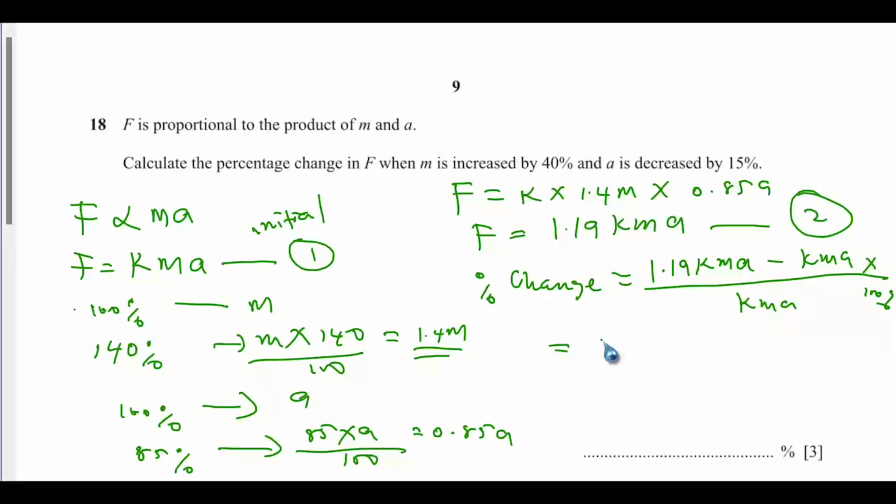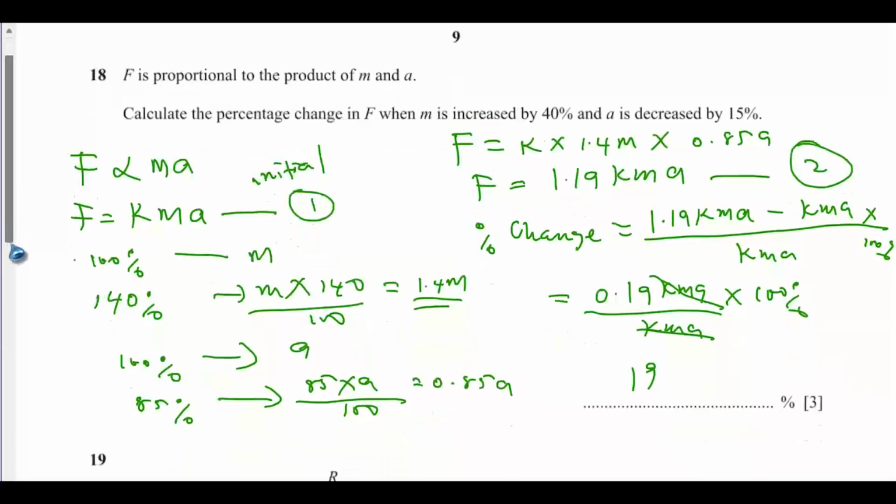So that will give us 0.19 kma over kma multiplied by 100%. So of course kma will cancel out kma, so we are left with 0.19 multiplied by 100%, and definitely that will give us 19%. So that will be the final answer. So the percentage change is 19%. Okay, so let's go to the next question.